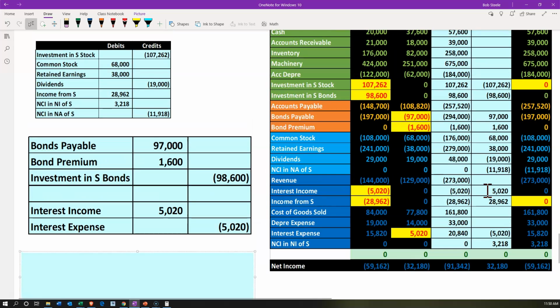If we look at the end result here, we of course have the investment in S down to 0, the income from S down to 0. Then we removed the bond related information with the intercompany bonds, both on the balance sheet side of things and the income statement side of things.